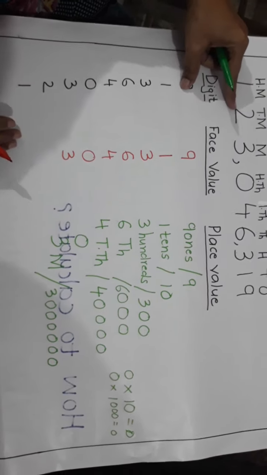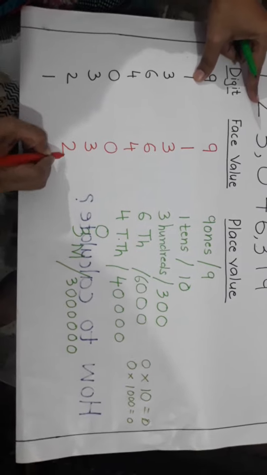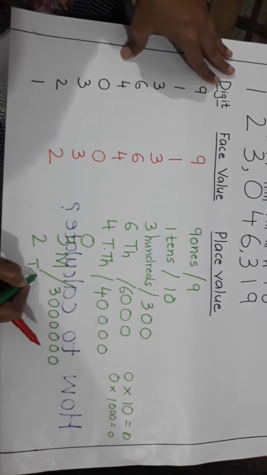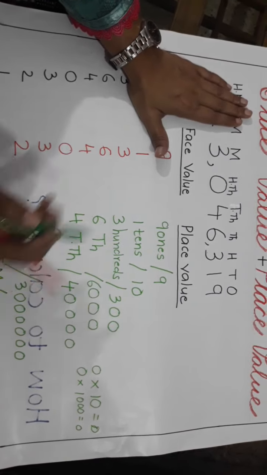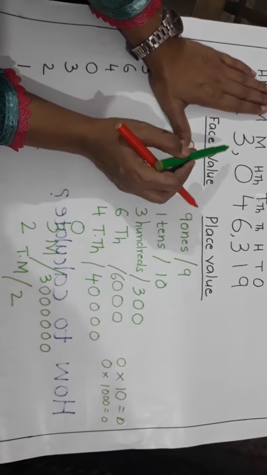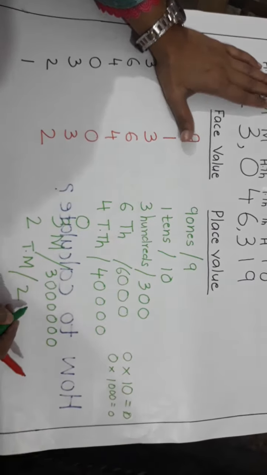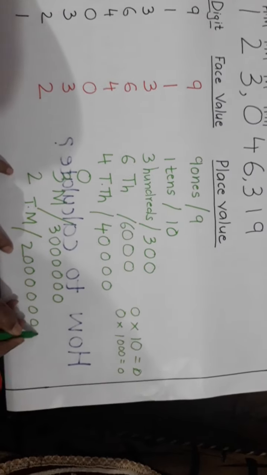Let's take up the next digit. It is digit 2. So what is the face value? 2. But what is the place value? It is 2, 10 million. Alright. Cover this 2 and check the number of zeros I should put: 1, 2, 3, 4, 5, 6, 7. It's a game of zeros, it looks like.